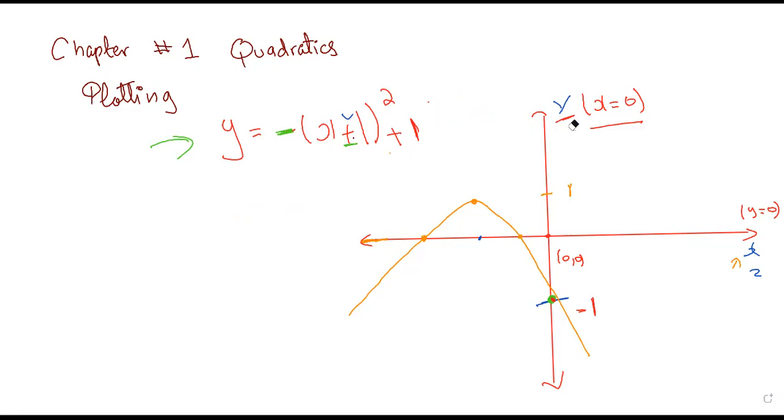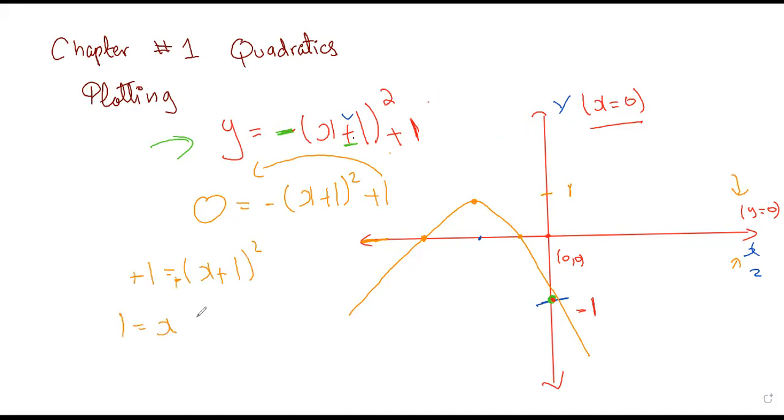What is the equation of x-axis? That y is 0, right? So I will write 0 equals minus (x plus 1) square plus 1. I will take this one to the other side and I'm going to get minus 1 equals minus (x plus 1) square. Here there was minus, minus minus would be cancelled. 1 equals x square plus 2x plus 1, and 1 and 1 would be cancelled, and 0 equals x square plus 2x.